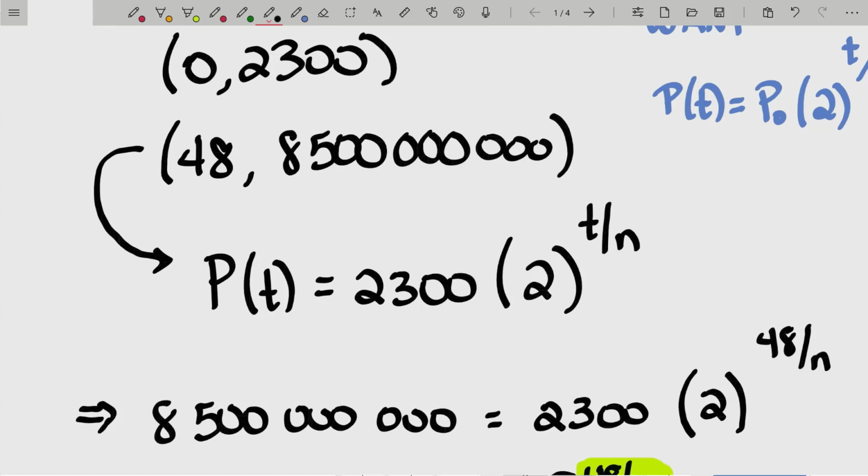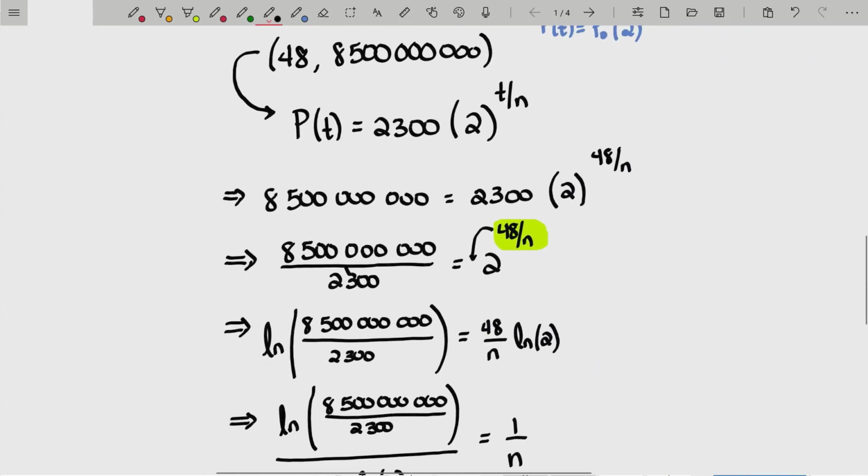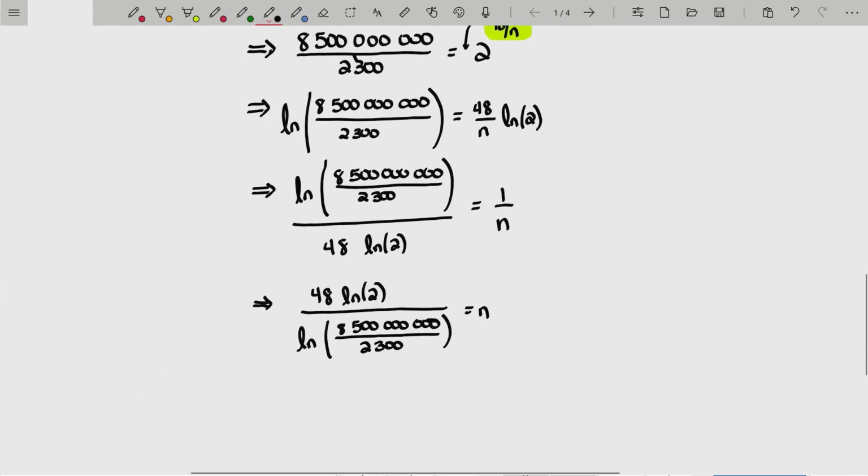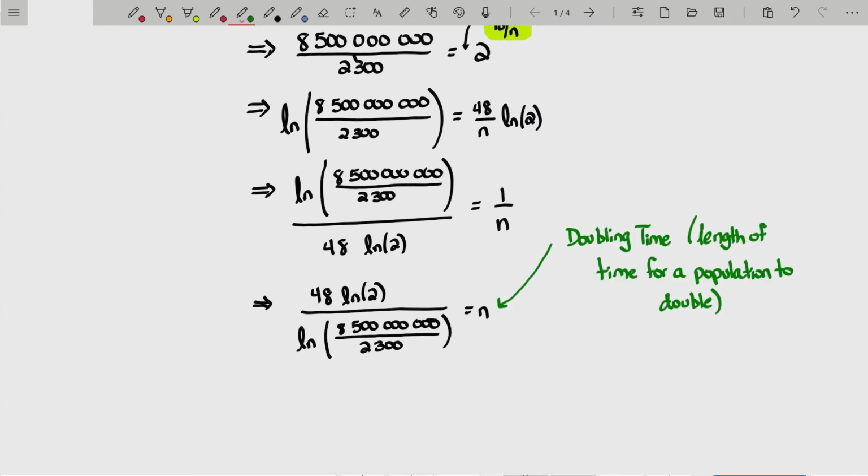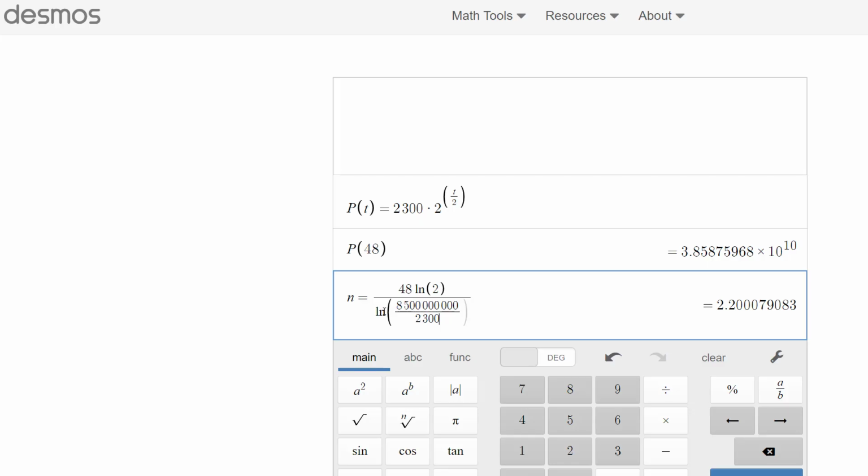So we're going to find out how long it takes to double. It doubles per n years, so n is the length of time it takes to double, which is called the doubling time. All we need to do now is grab a calculator. Desmos works perfectly for this.